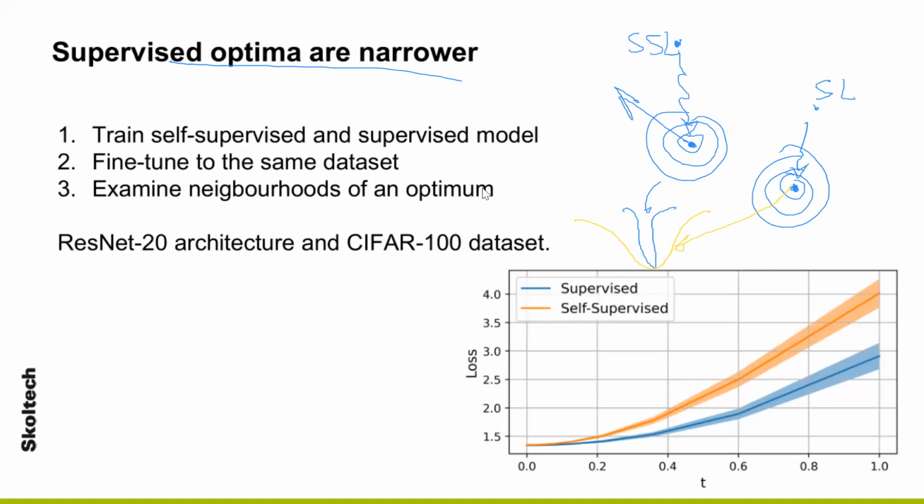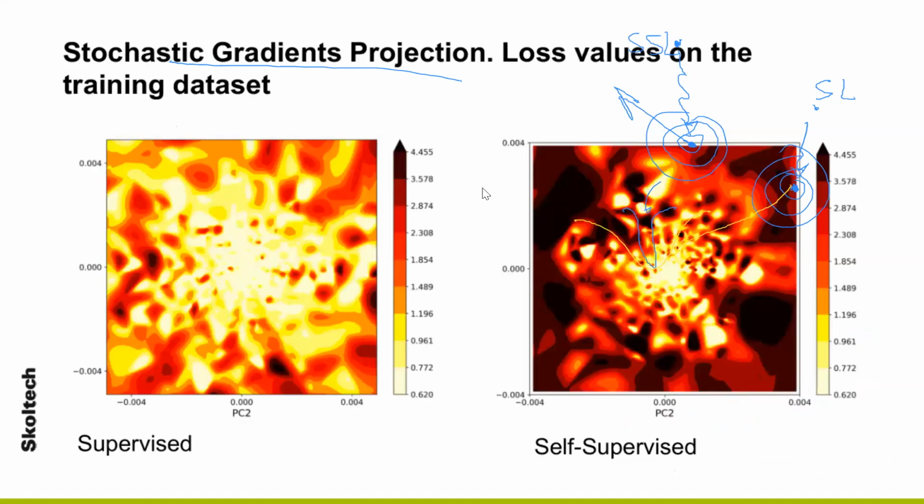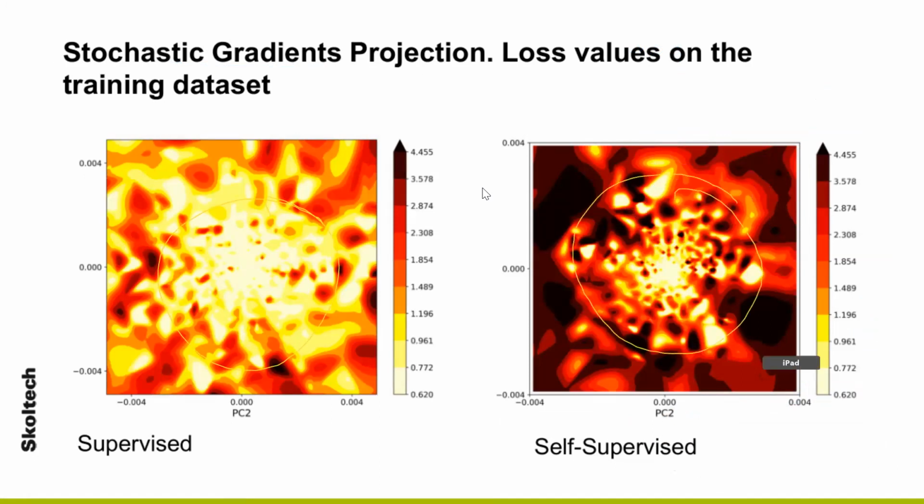And we can look at these figures from different points of view. Again, we make some stochastic steps in the neighborhood of our local optima, and we can see that the loss value is lower for supervised local optima and higher for self-supervised. It means that this optimum again is narrower for some reason.